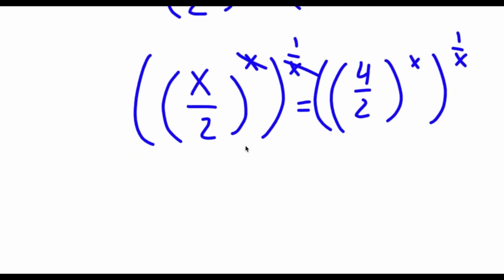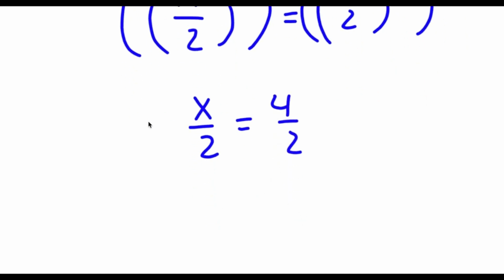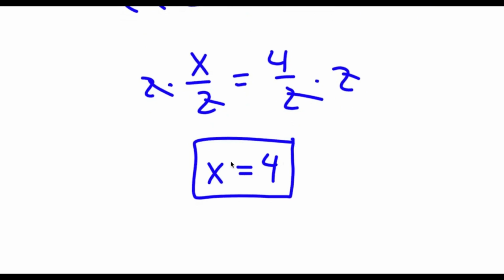Now x and 1 over x simply cancel out, so I'm left with x over 2 is equal to, same thing over here, 4 over 2. Now if I multiply both sides by 2, these two cancel out, these two cancel out, and I'm left with x is equal to 4. So this is my answer.